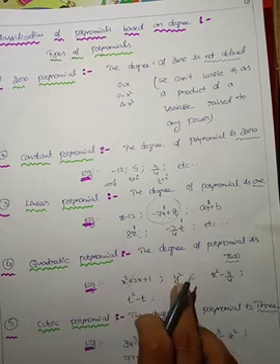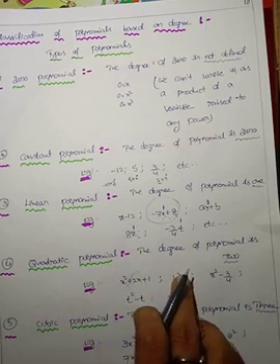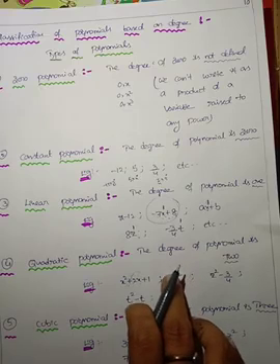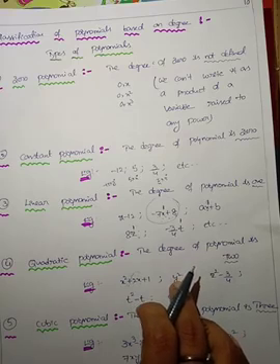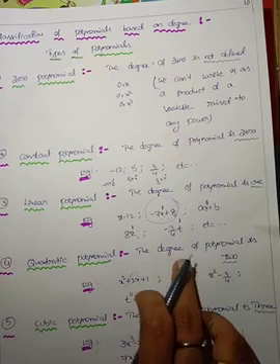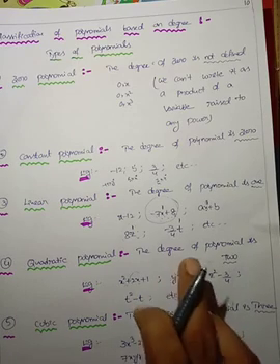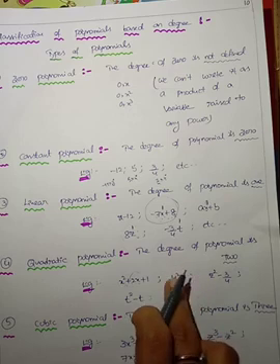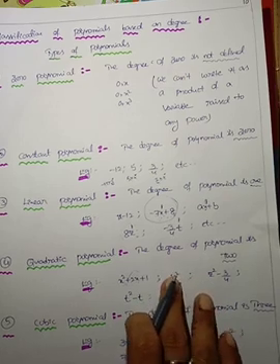Y square, this is only a single term, called a monomial. The degree of this monomial is 2, so this polynomial's degree is also 2. So this is also a quadratic polynomial. If the degree of a polynomial is 2, then that polynomial is called a quadratic polynomial.